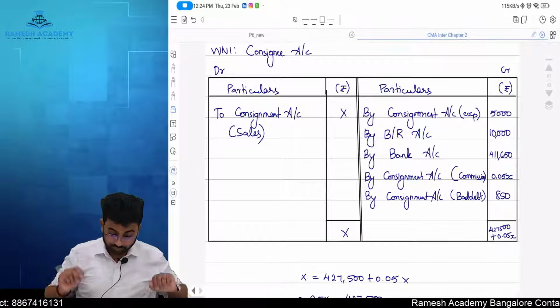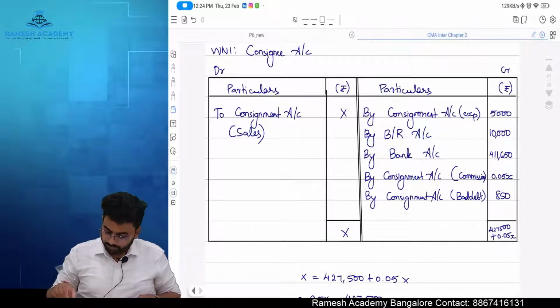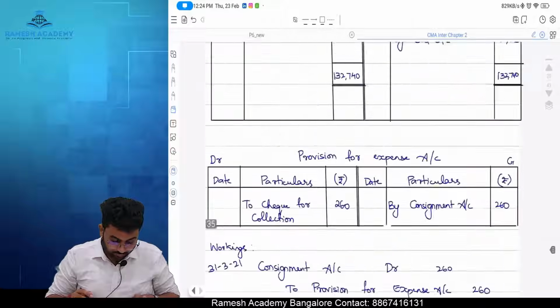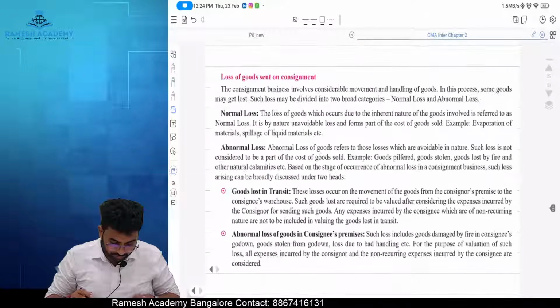So hi, now we are starting with the revision of consignment. We are done with all the sums. So we'll be starting with the revision of consignment.